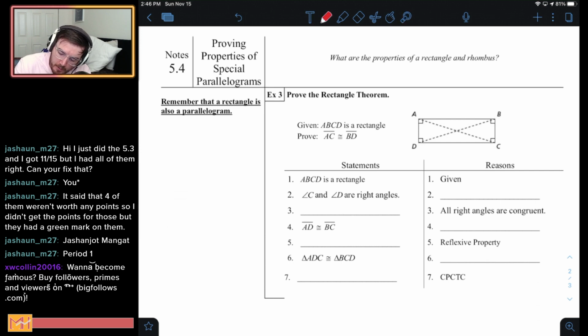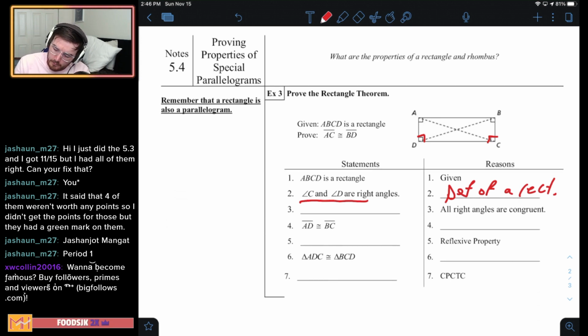Why am I bringing that up? Well, it says right here, C and D are right angles. Why do we know that? Because that's the definition of a rectangle. That's what makes a rectangle, is that we have 90-degree angles everywhere. So now we know that C is congruent to D, right? If C and D are both right angles, that means they're both 90, meaning they are congruent. So these two guys are congruent.